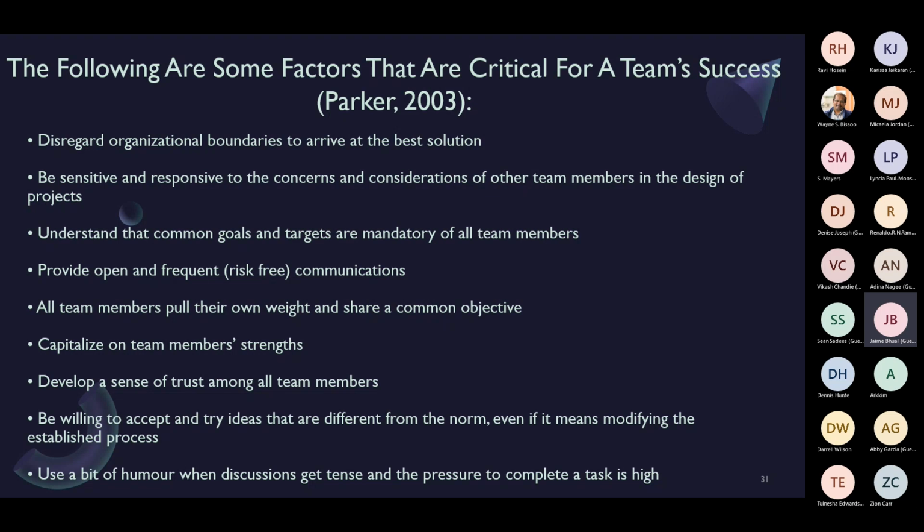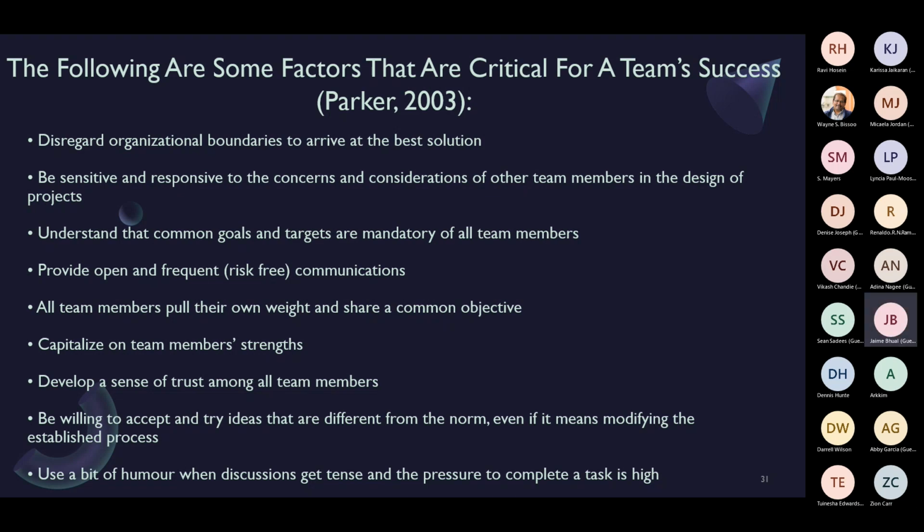We need to capitalize on team members' strengths. So we need to assign projects based on the members' abilities. We need to develop a sense of trust among all team members. So building trust takes time, but once trust is established amongst members, then progress will be successful. We need to be willing to accept and try ideas that are different from the norm, even if it means modifying the established process. Ideas among members must be presented and debated to find the best solutions to problems.